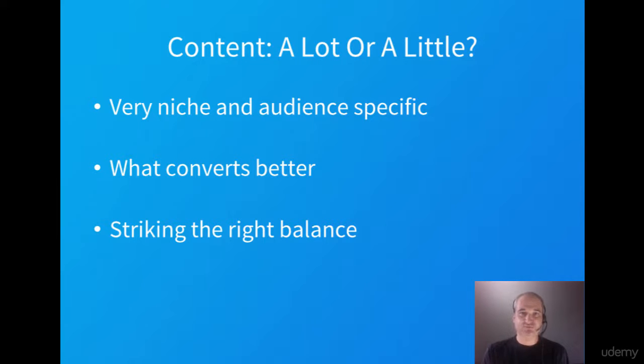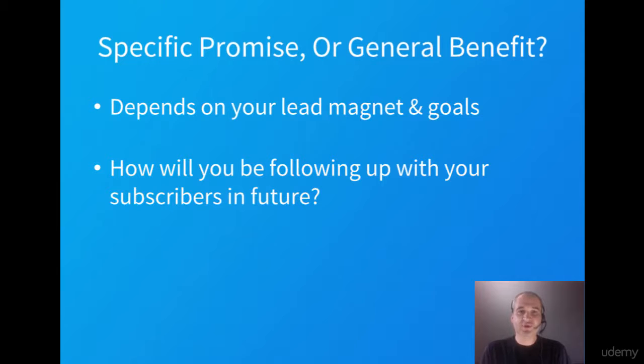We want to strike the right balance between sending our message and using as few words and images and information as possible. Do we make a specific promise or just offer up a general benefit? Again, this depends on your lead magnet and goals. As we said earlier, if you've got a highly specific lead magnet, you want to make a specific promise. But if it's a fairly general guide, how to make money in investing in real estate, then you can go ahead with general benefits. And think about how you'll be following up with your subscribers in the future.